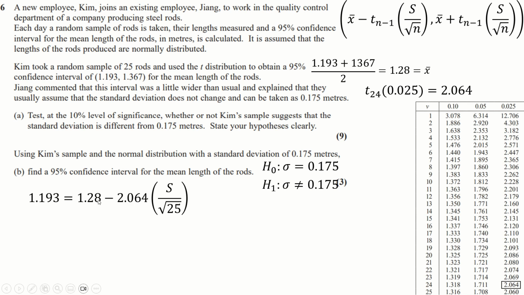1.193 is equal to x bar minus the t-value we just looked up times s over root 25. We can solve this for s, of course: take that away from both sides, divide by this, times by root 25, which is just 5. And we end up with this value here. So that's our s value, and that's really helpful to get because we can now test this against the standard deviation that we think it should be according to H0.